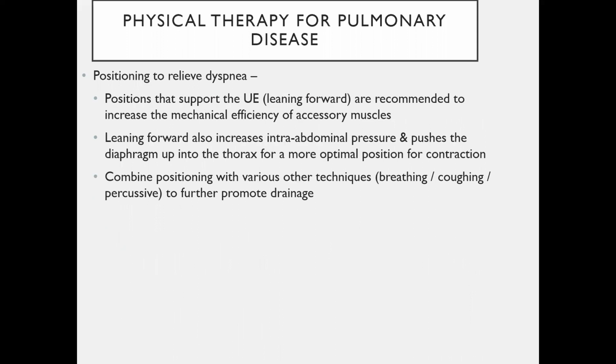Positions that relieve dyspnea. Positions that support the upper extremities, such as leaning forward or tripod positions, are recommended to increase mechanical efficiency of the accessory muscles, right? It also increases the intra-abdominal pressure and helps push the diaphragm up for exhalation. Combine positioning with other techniques, such as breathing and coughing, to further promote drainage, right? So tripod position is probably one of the best positions you can put a patient in if they're having dyspnea or shortness of breath.